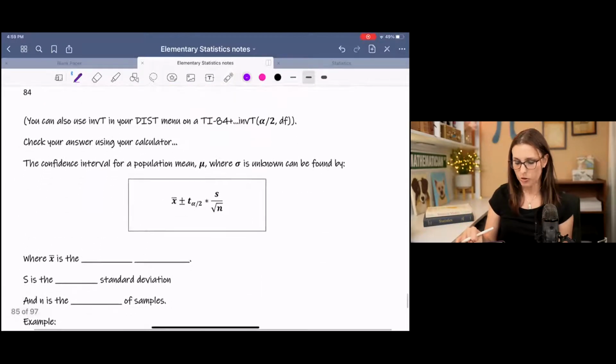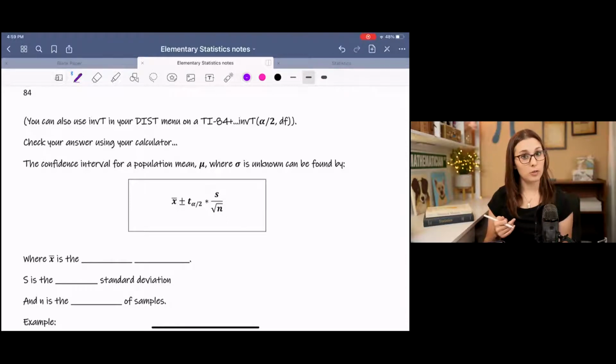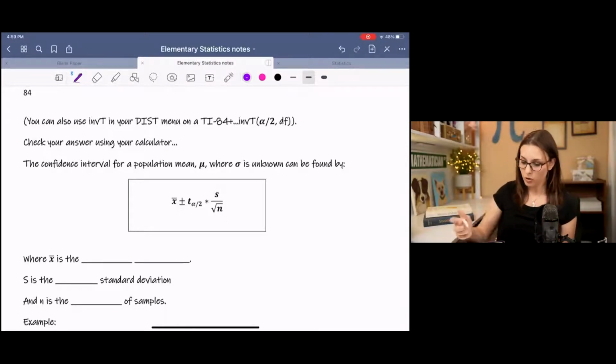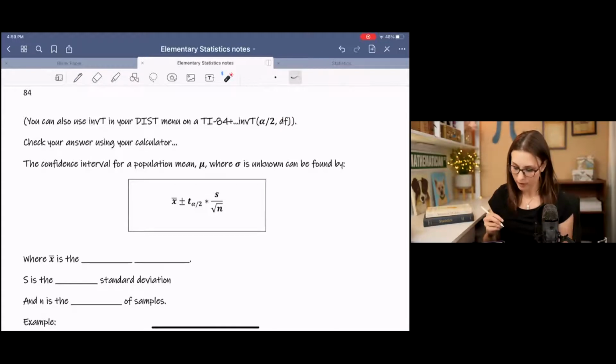You can also use your calculator to do this. You go second vars and then look for inverse t. We have been using inverse norm because we've been using the normal curve, but now we're using the t curve, so you'll use inverse t instead. And then also don't forget, if you're using your calculator, you do have to input those degrees of freedom. So I want you to pause it, check your calculator, come back and see.